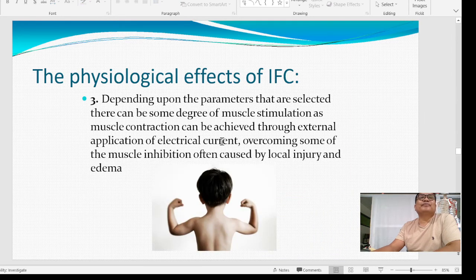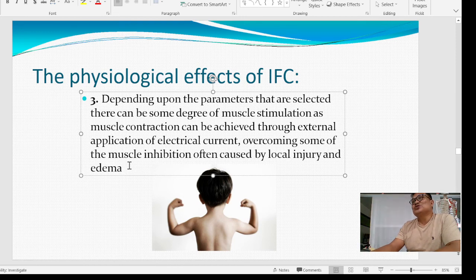Depending upon the parameter selected, there can be some degree of muscle stimulation, as muscle contraction can be achieved through external application of electrical current, overcoming some of the muscle inhibition often caused by local injury and edema. Muscle spasm. Same.